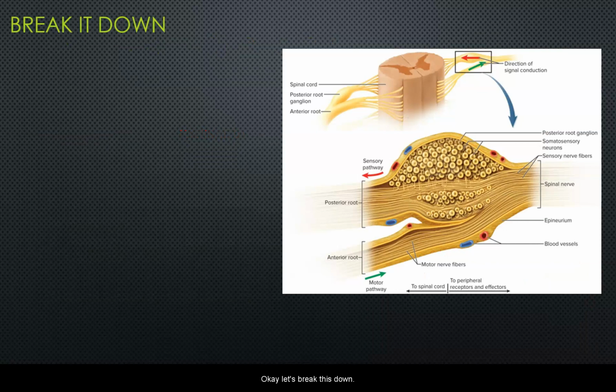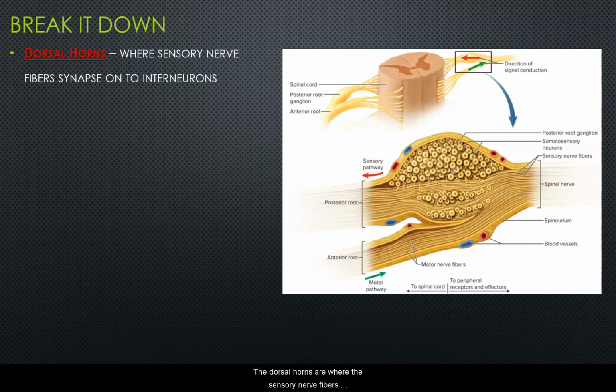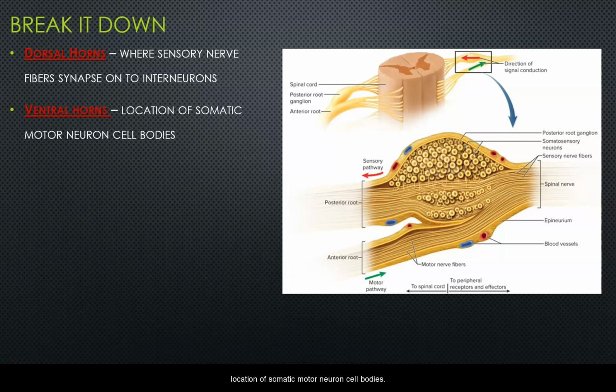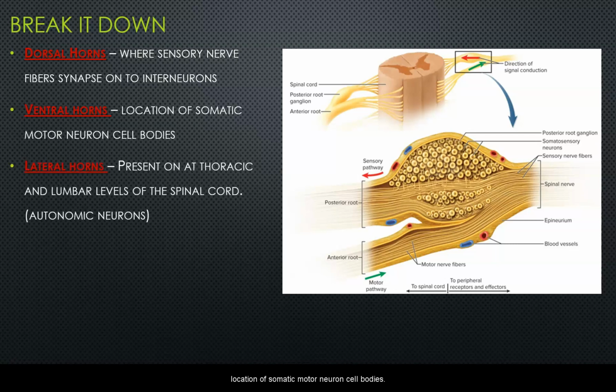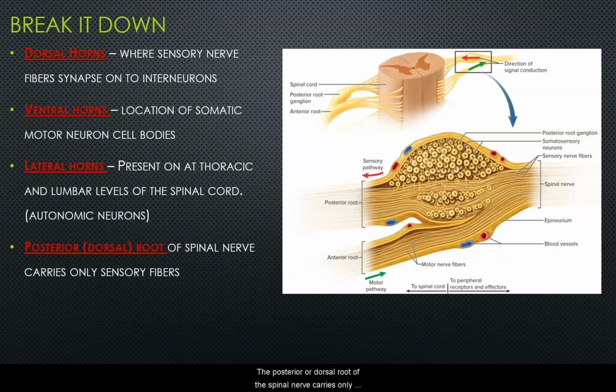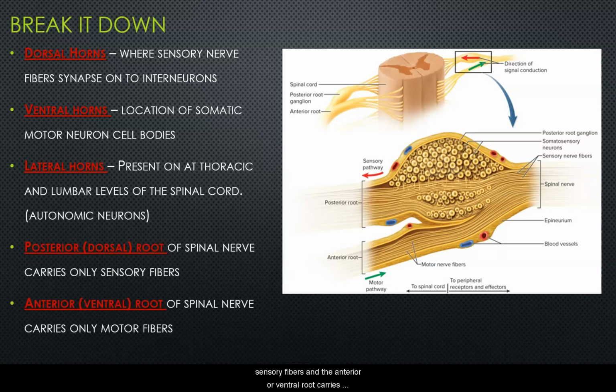Okay, let's break this down. So the dorsal horns are where the sensory nerve fibers synapse onto interneurons. The ventral horns are the location of somatic motor neuron cell bodies. The lateral horns are present on the thoracic and the lumbar levels of the spinal cord, and they contain the autonomic neurons. The posterior or dorsal root of the spinal nerve carries only sensory fibers, and the anterior or ventral root carries only motor fibers.